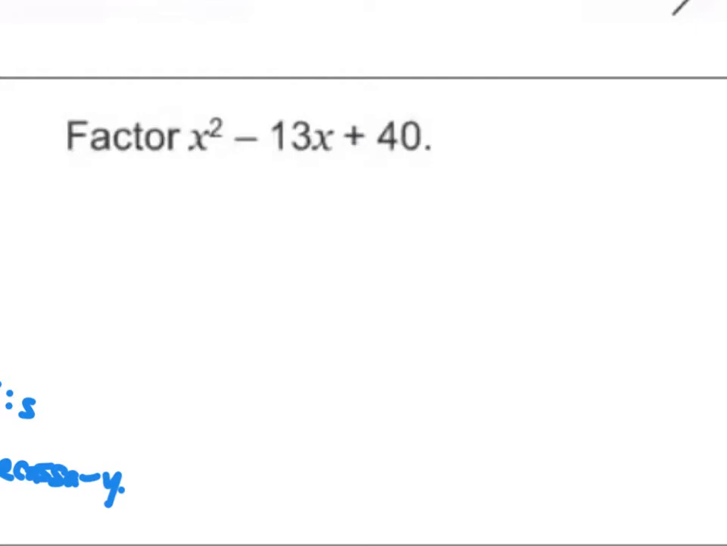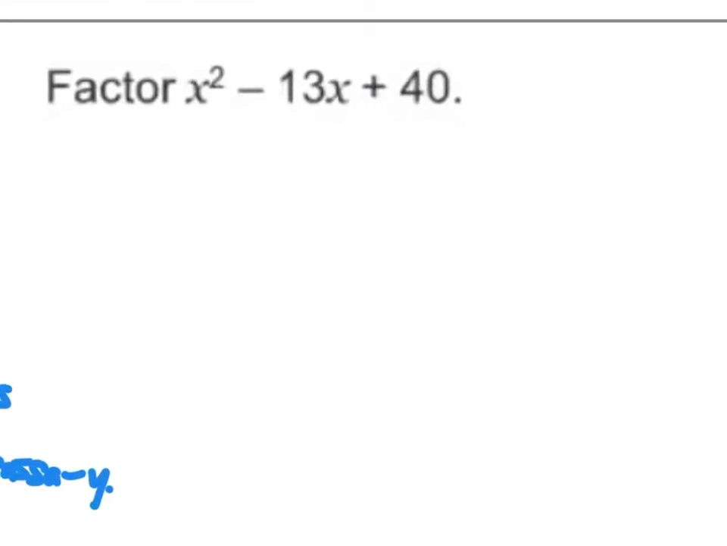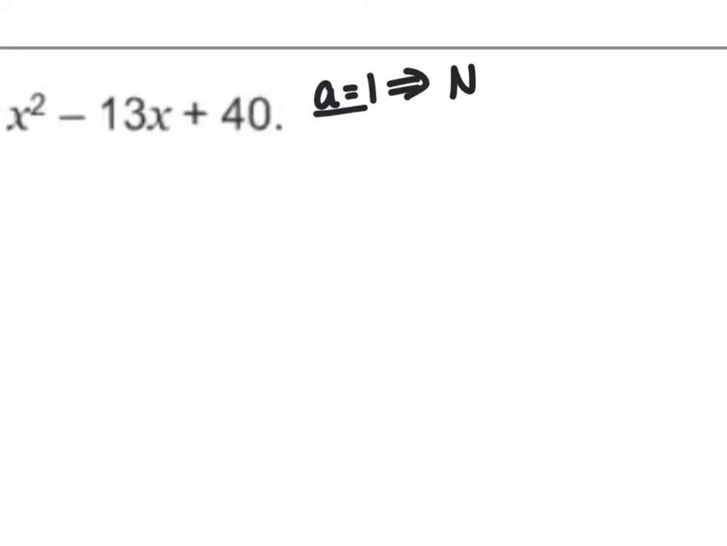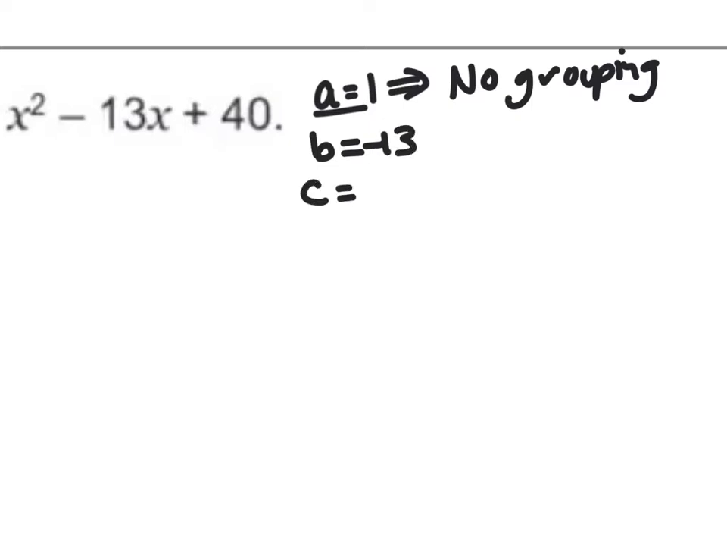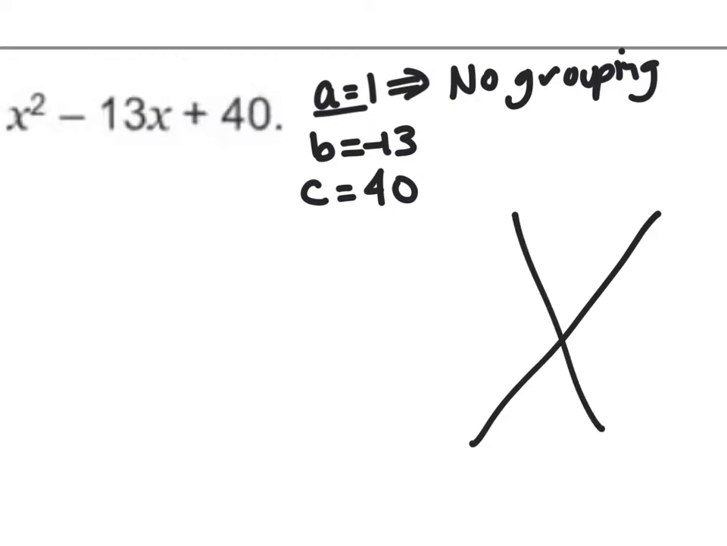So let's look at another example. Let's factor x squared minus 13x plus 40. First things first, what's my a value? My a value is 1, so I don't have to do the grouping. Since a is equal to 1, there's no grouping. My b value is negative 13, and my c value is 40. So I'm going to make my X. If I take a times c, that's 1 times 40, which gives me 40, and then I put my middle term here as negative 13.